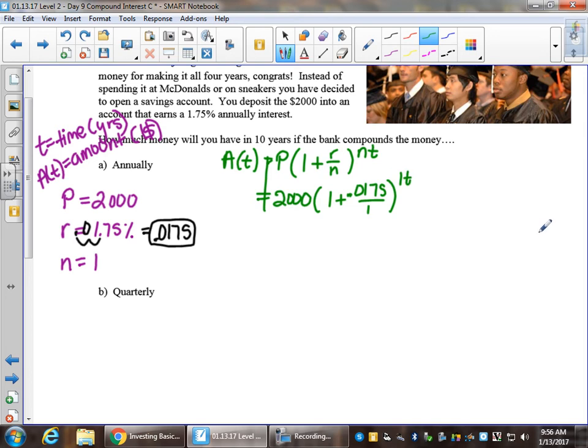We're going to use a calculator to figure this out if you need to. I mean, this dividing by 1, does that change that decimal at all? No. So for this one, I know A of T is going to equal 2,000 times 1.0175. I didn't technically need a calculator for that, but if you needed to, go ahead. 1 T is just T. Put it in a box.